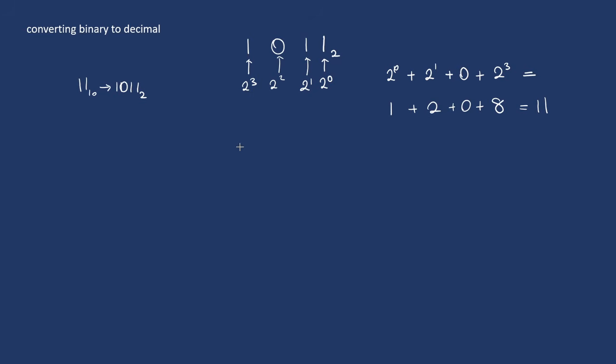So let's go ahead and tackle a bigger number. So let's say we're given 1, 0, 1, 1, 0, 1, 1 in base 2. And we have to convert this from binary to decimal. So we start assigning. So it's going to be 2 raised to the power 0, 2 to the 1, 2 to the 2, 2 to the 3, 2 to the 4, 2 to the 5, 2 to the 6, and 2 to the 7. Okay?